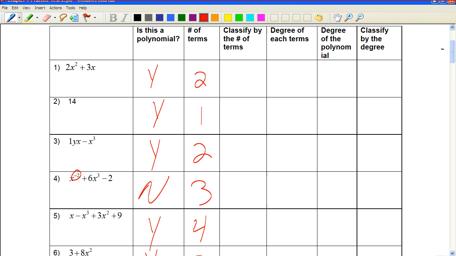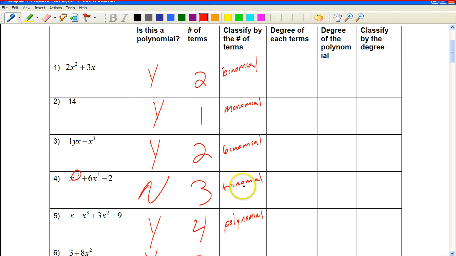Classify by number of terms. If there are 2 terms, we call it a binomial. If there is 1 term, we call it a monomial. So this is a binomial. If there are 3 terms, we call it a trinomial. If there are 4 terms, we just leave it as a polynomial.